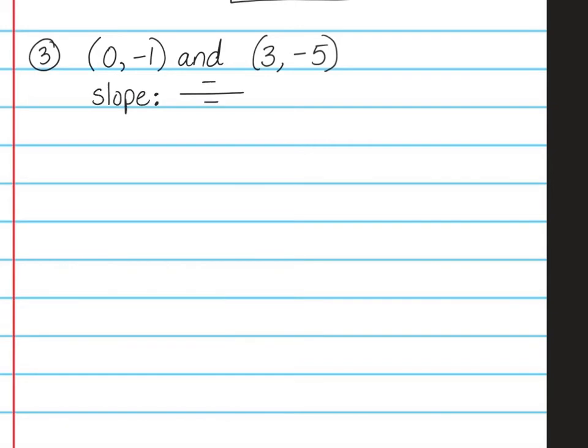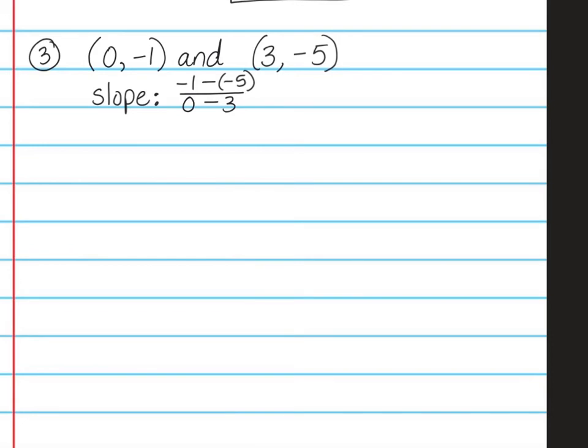So my slope formula, there's the skeleton of the formula. We're going to put our y numbers on the top. My y numbers are -1 and -5. Notice I put my -5 in parentheses because I already have a negative in my formula, so I have to put it in parentheses here. My x numbers go on the bottom, so I have 0 and 3.